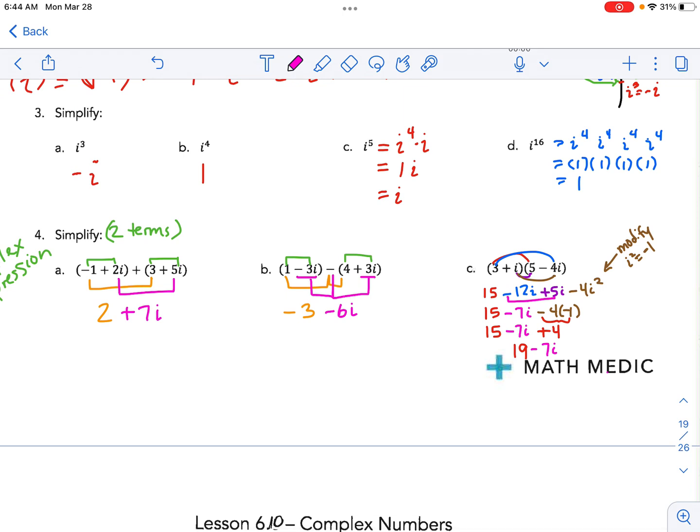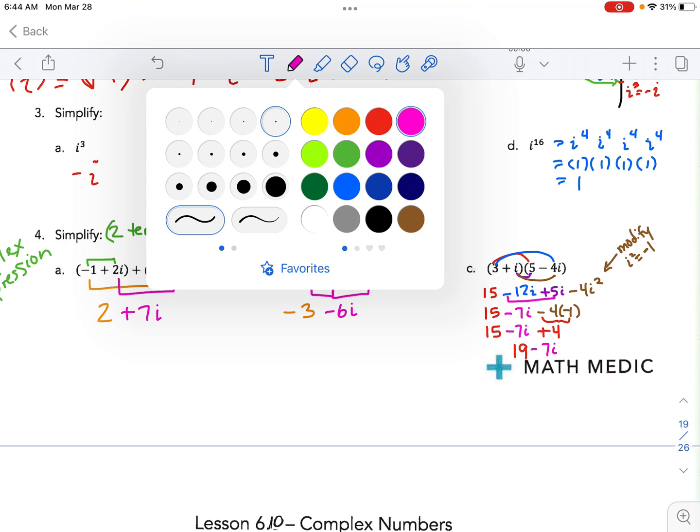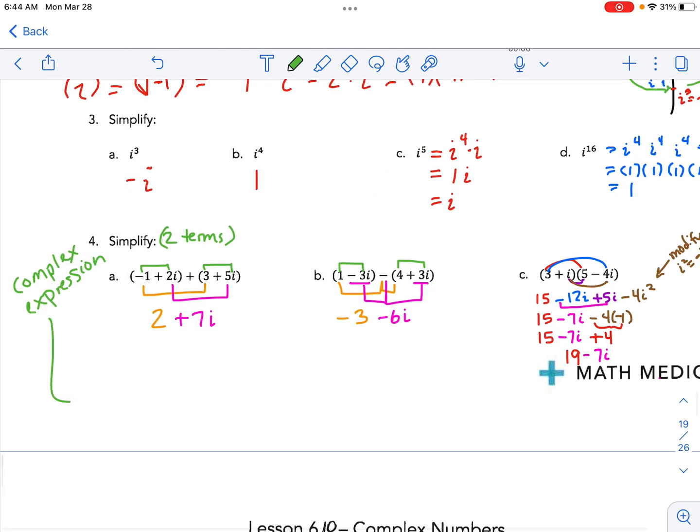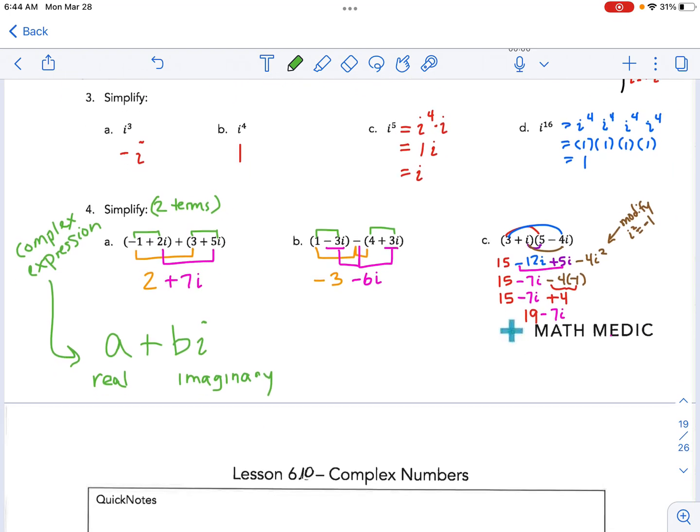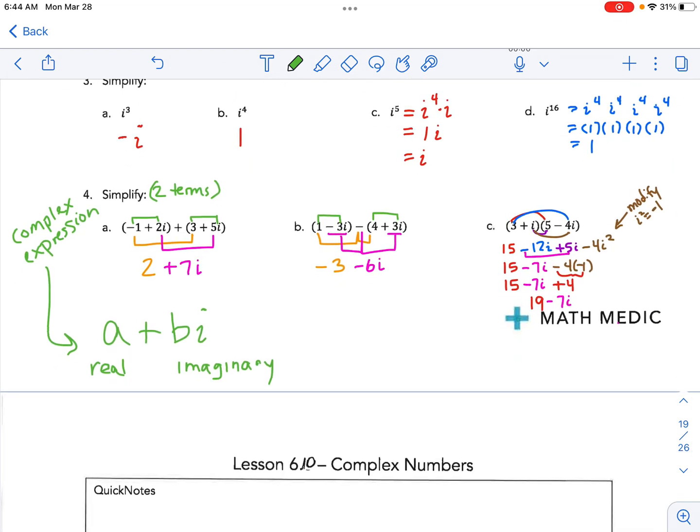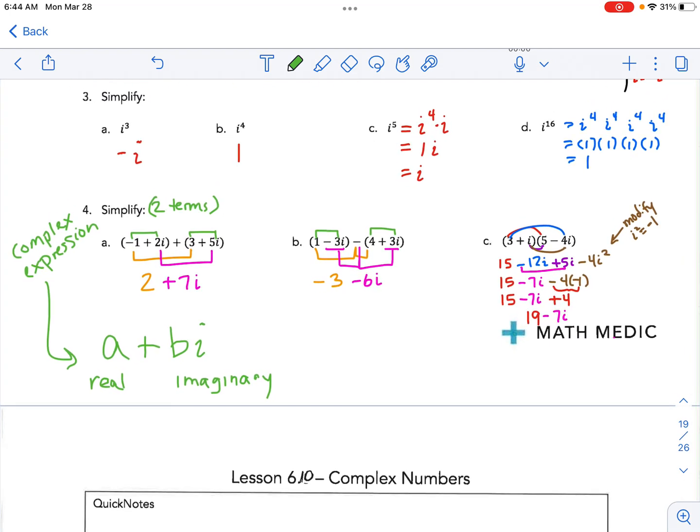Notice it simplifies back into a complex term. So that complex expression looks like a plus bi, where a is what we call the real component, and b is the imaginary component. And everything will simplify down to that complex expression, no matter what the power is that you have on that imaginary number i.